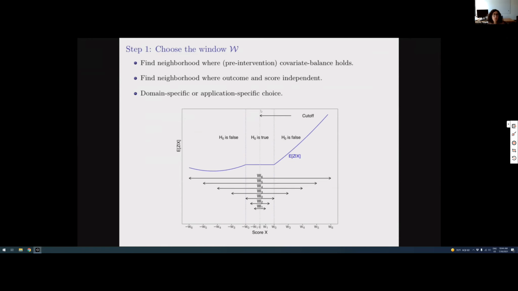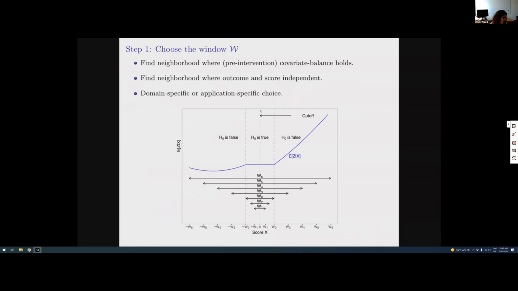So how to choose a window? Well, you can do several things. You can use pre-treatment covariates, which is our preferred method. You could find a neighborhood where the outcome and the score are independent, by doing some independence tests. Or, the least preferred choice, you can just do it based on some substantive knowledge that you have, in an ad hoc way. So the preferred way is to use some sort of data-driven method that allows you to validate and defend how you did it.